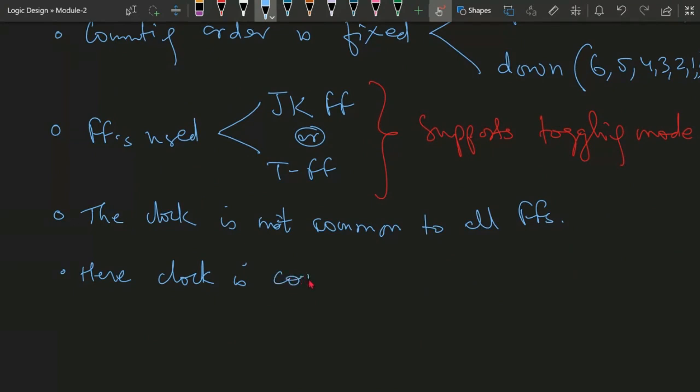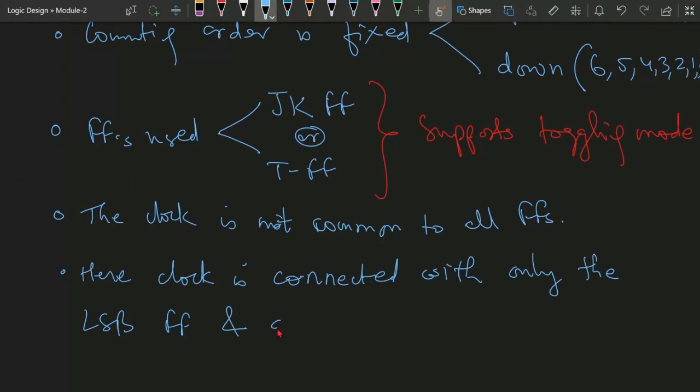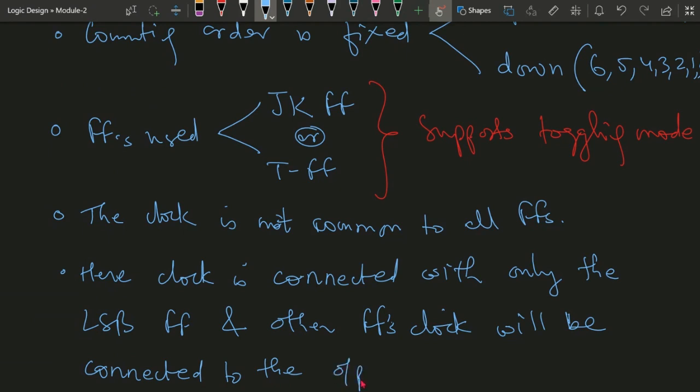Here the clock is connected with only the LSB flip-flop, and the clock of the other flip-flops will be connected to the output of the previous flip-flop.